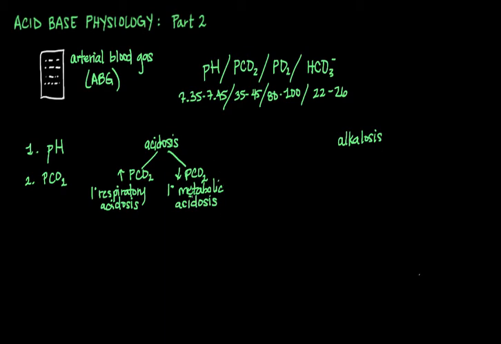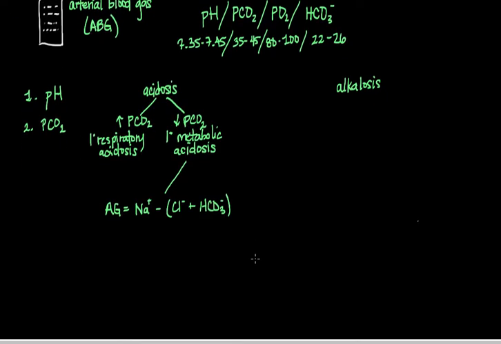Now, with metabolic acidosis, there are two additional calculations that need to be carried out. The first calculation is the anion gap, which is the difference between relevant cations, so in this case sodium, and the relevant anions, which are chloride and bicarb. So a normal anion gap would be somewhere between 8 to 12. And if the anion gap is normal, there is one set of differential diagnoses to consider.